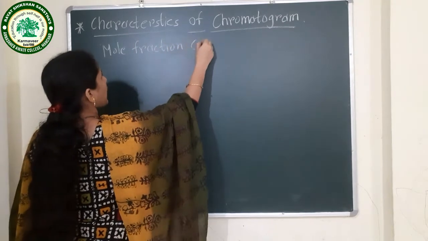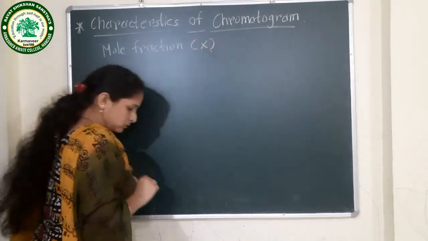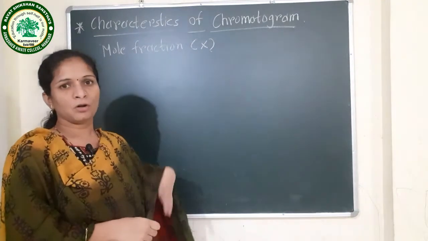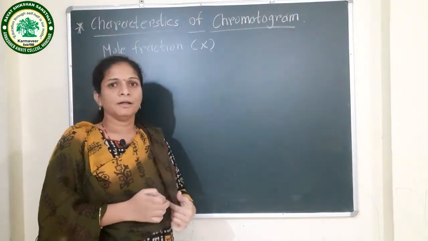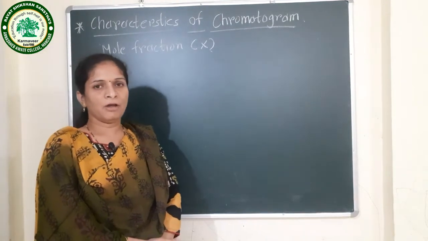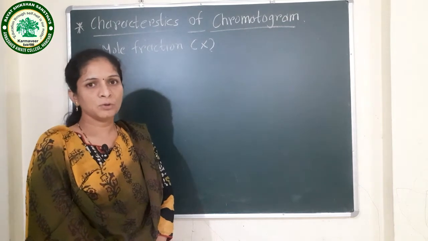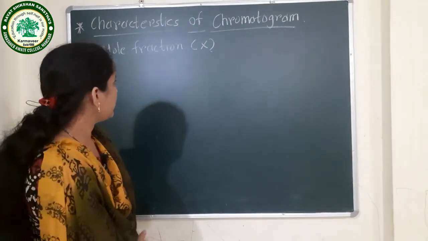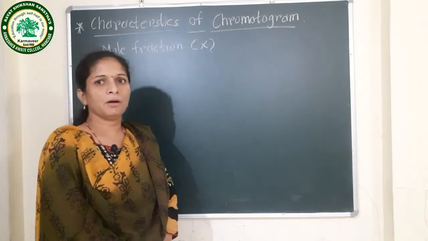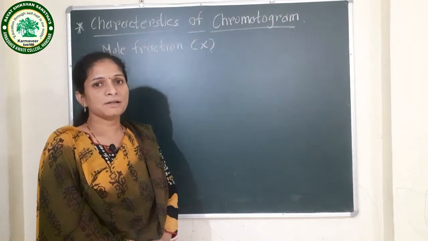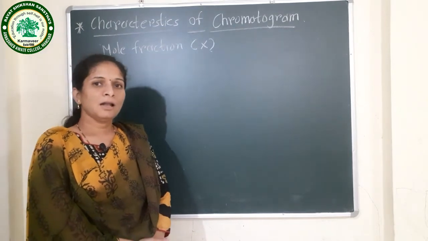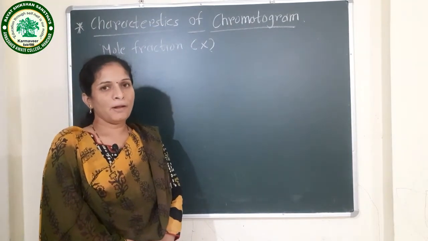It is given by X. Okay. Now the distribution of the component in stationary phase and mobile phase depends upon the KD value. KD means what? Distribution coefficient. Okay. Now if this KD value is high, then what happens? Then the compound spends more time in the stationary phase and less time in the mobile phase.